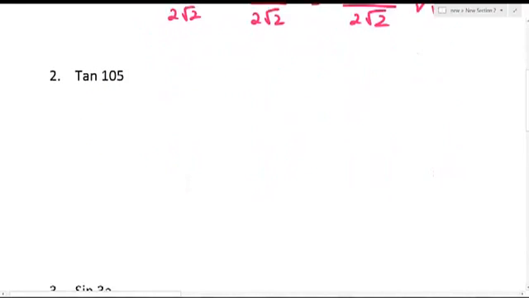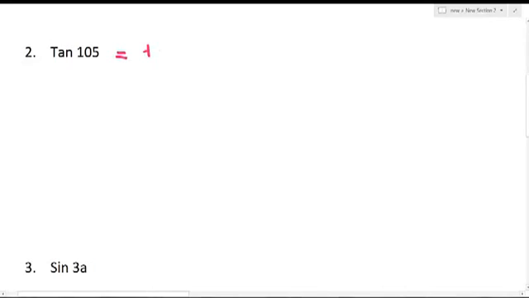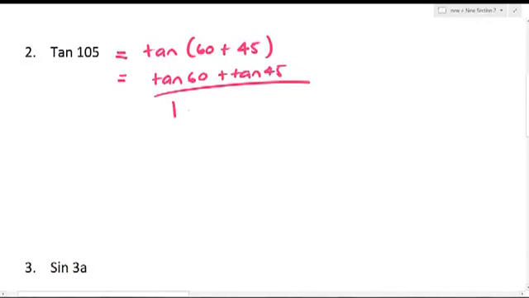The second question we did in that lesson was tan 105. So we are going to break up 105 into 60 and 45 again. So tan 105 is the same as tan 60 plus 45 degrees. So using the sums of tan degrees, we get tan 60 plus tan 45 all over 1 minus tan 60 times tan 45.